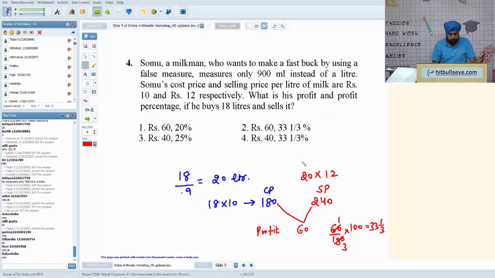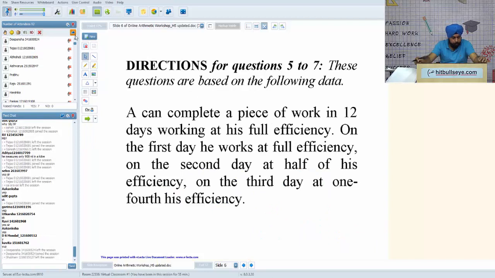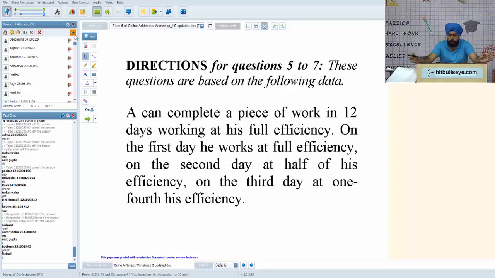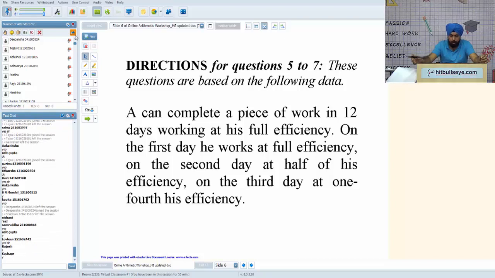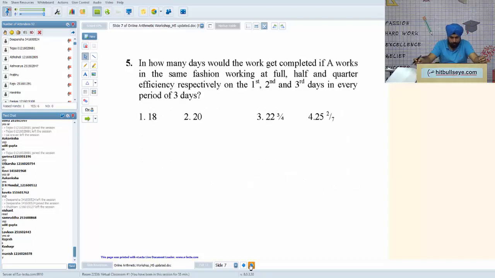Okay, the next question is, just read the directions. So I guess you all have read it. So shall we move on to the question students? It says A can complete a piece of work in 12 days working at full efficiency. Now on day 1 he works at full, day 2 half, and on day 3 he works at 1/4 of his efficiency, and then the same cycle repeats. Moving on, answer this question.